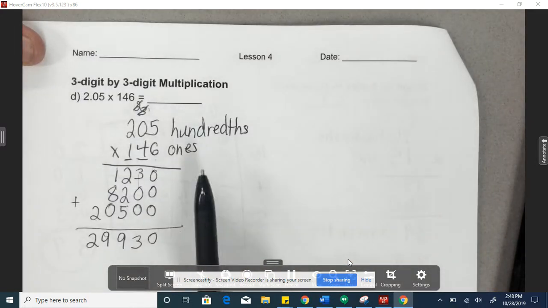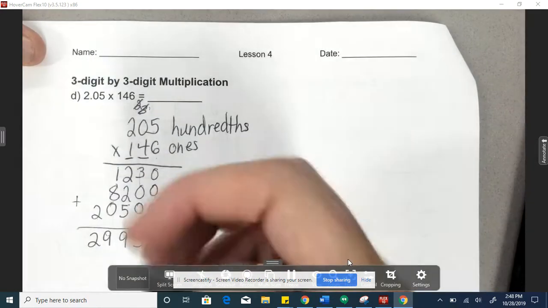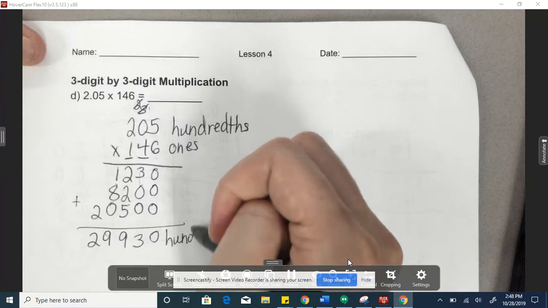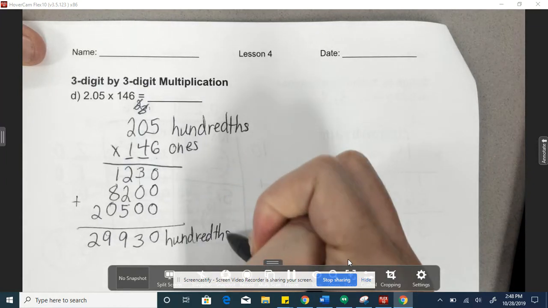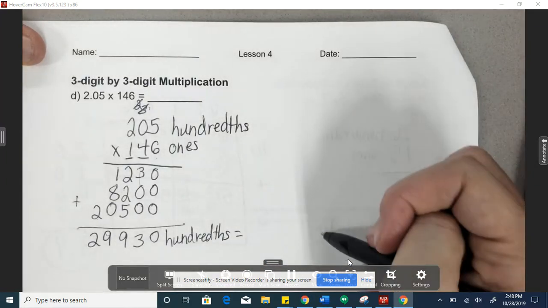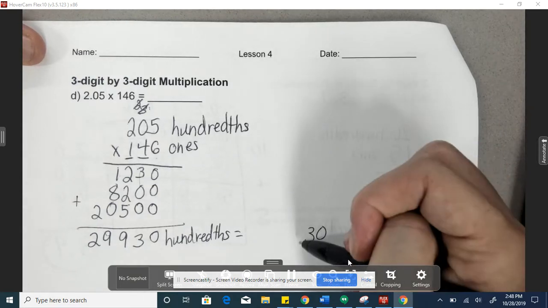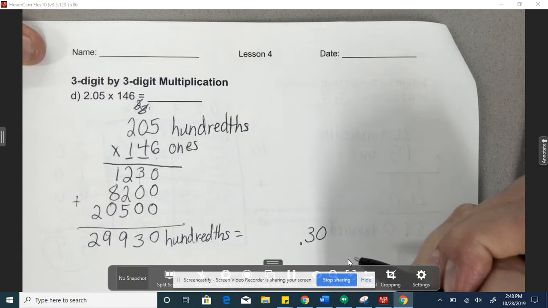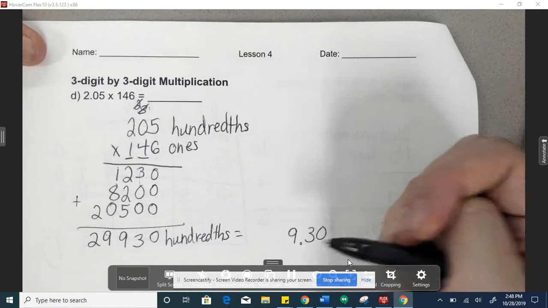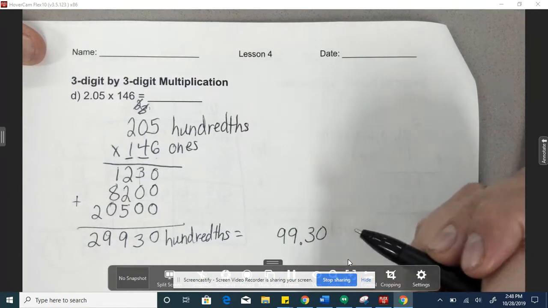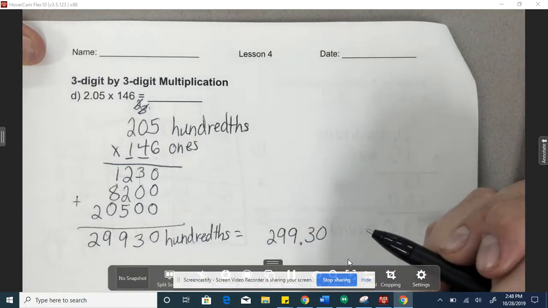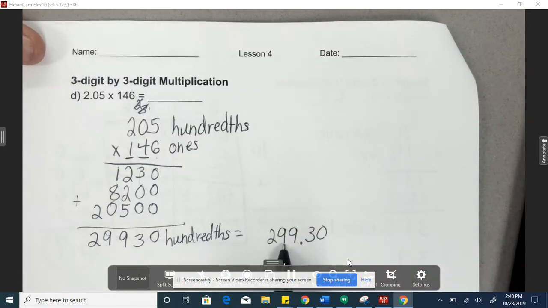But now we need to multiply by our unit. So hundredths times 1 is hundredths. So I'm going to start by putting a 0 in the hundredths place. That means the 3 is going in the tenths place. I always put a decimal point to the left of the tenths. The 9 is going in the ones place. My 9 is going in the tens place. And 2 is going in the hundreds place. So our answer is 299 and 30 hundredths, or 299 and 3 tenths. Either way is correct.